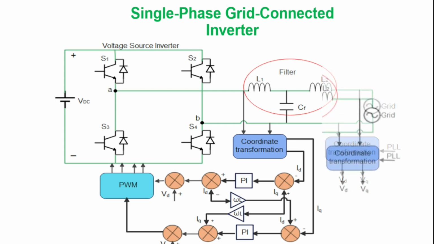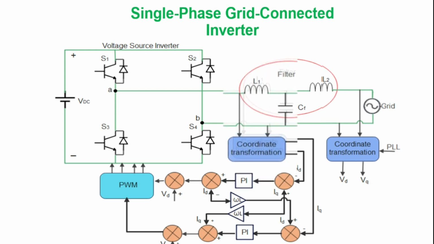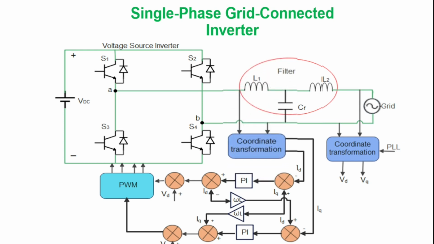In this single-phase grid-connected inverter, the voltage is measured at the grid side and then it's converted into the alpha-beta reference frame. From the alpha-beta, the coordinates are transformed into the DQ reference frame. The alpha-beta reference frame has been used in the generation of the phase angle theta. At the inverter side, the measured current is transformed into the DQ reference frame.